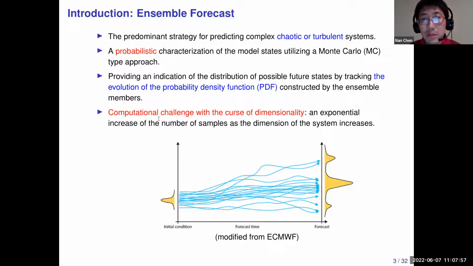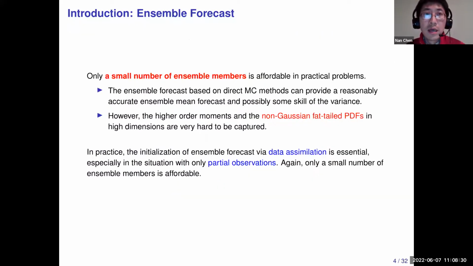However, in high-dimensional systems, we have this famous computational challenge, which is called the curse of dimensionality. If we want to accurately predict this distribution, or even try to formulate it, we require an exponential increase in the number of samples. Also, if the dimension of the system is very large, then each run can be very computationally expensive. So essentially, we cannot predict the high-dimensional system very accurately. This is what I just said. In practice, only a small number of ensemble members is affordable, as we all well know here.